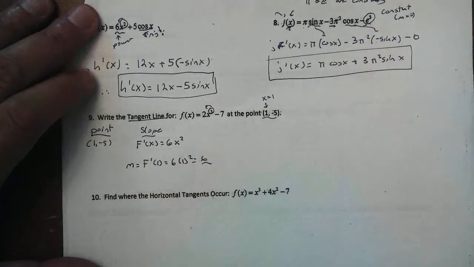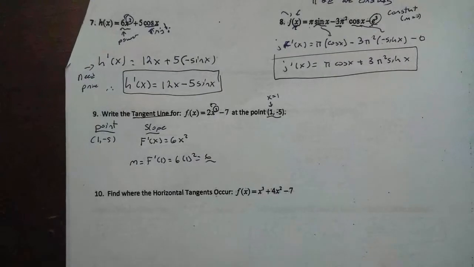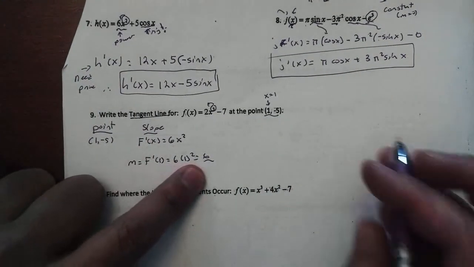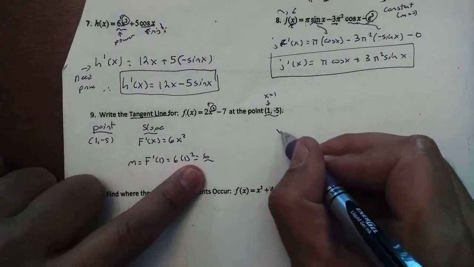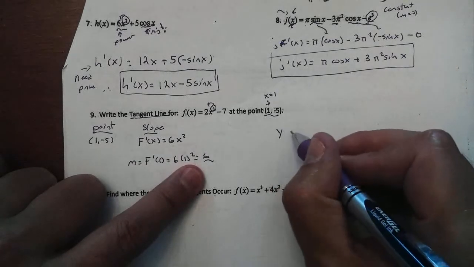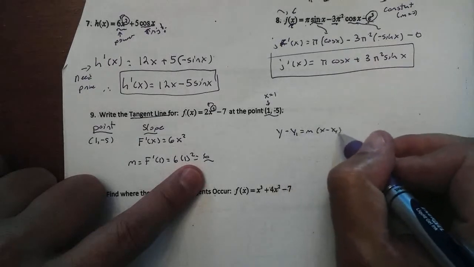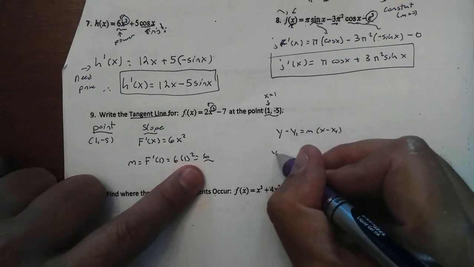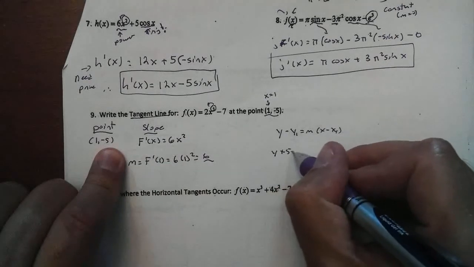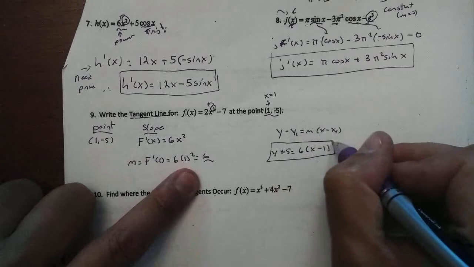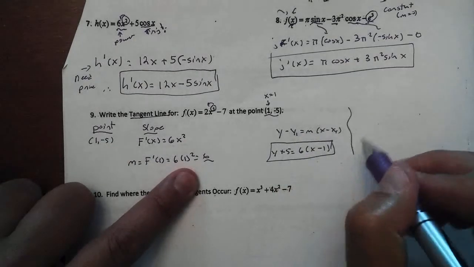Now, how much work do you have to show? The more the merrier. The AP really likes to see understanding. You know the slope is the value of the derivative at 1. And then you can write your line. Remember, we are going to write this y minus y1 equals m times x minus x1. And that becomes y, be careful, plus 5 equals 6 times x minus 1. And there's our equation.